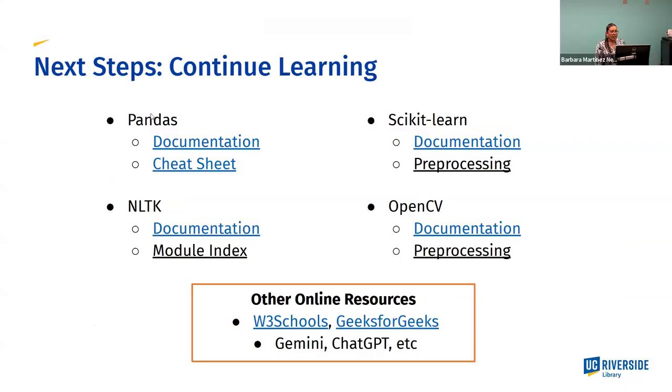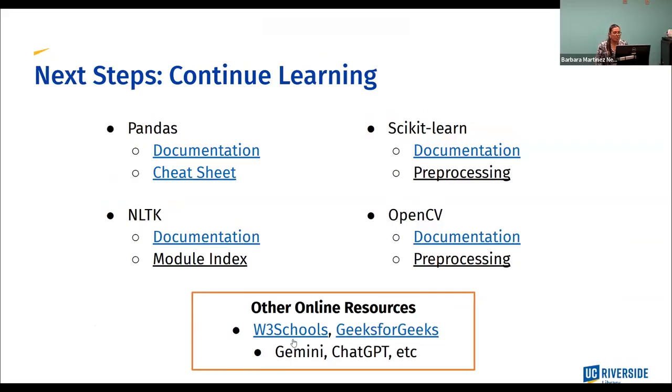I do have links to all of the documentation here for you. So we have documentation and cheat sheets for pandas libraries, scikit-learn. This is the machine learning one. Pandas is the tabular data one. NLTK is text, and OpenCV is images. And you can also use resources like W3 Schools and Geeks for Geeks to continue learning.